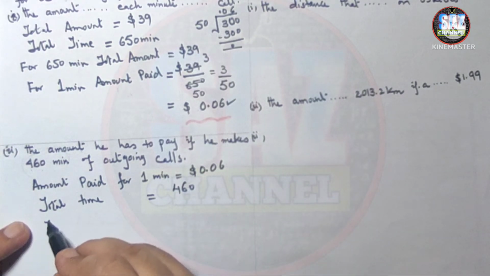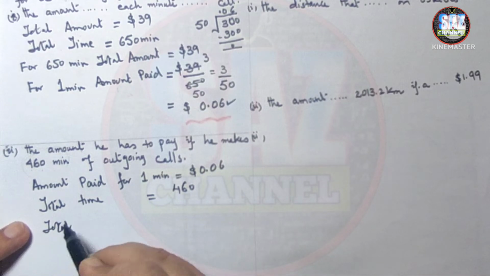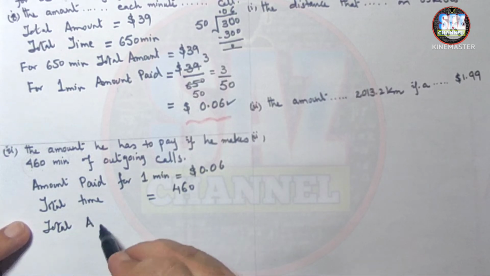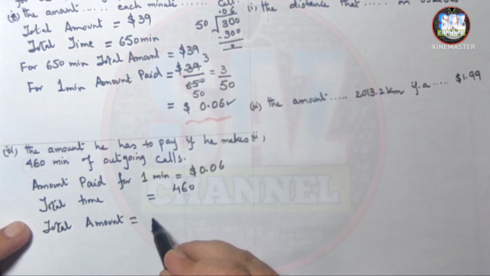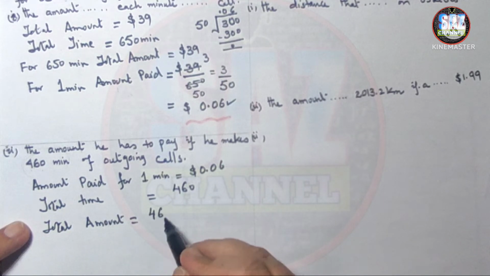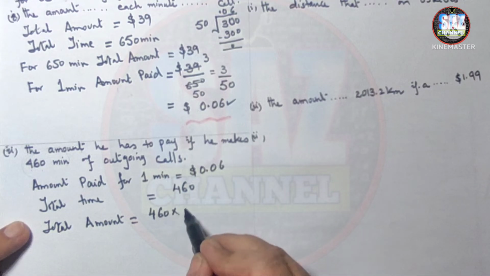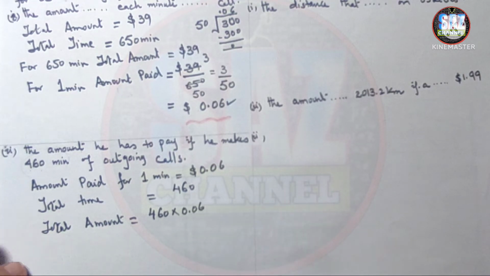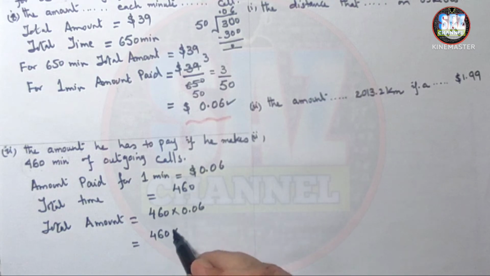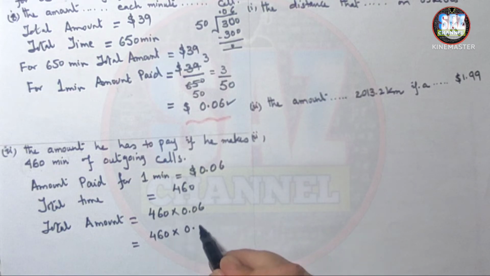So total amount will be equal to, we are given the rate as well, total amount, 460 multiplied by 0.06. Now the problem is the calculation, and we will try to go for the calculation without a calculator, which is also one of the problems of my students.